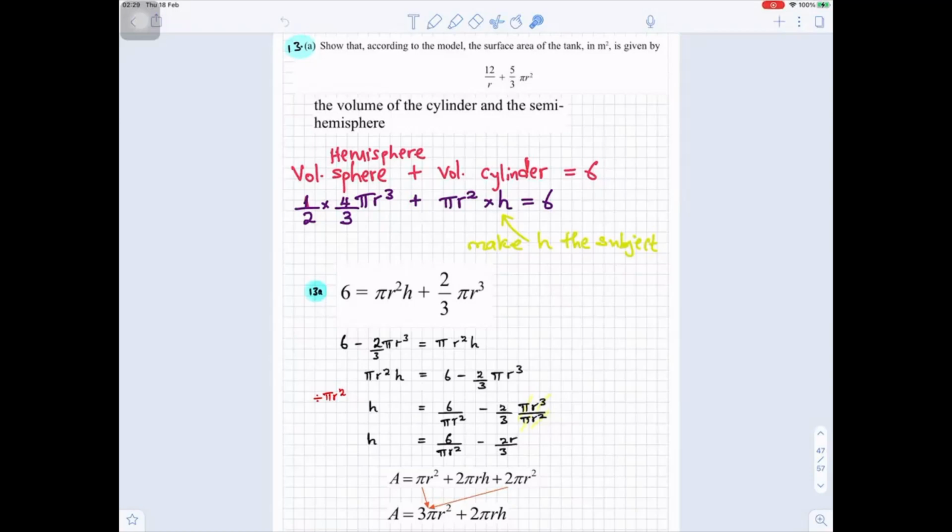Now we want to write the total surface area. The surface area is the area of the circle, pi r squared, plus the area of the cylinder, 2 pi radius times h, plus the surface area of the hemisphere, which is 2 pi r squared.